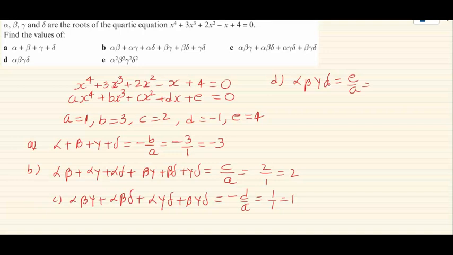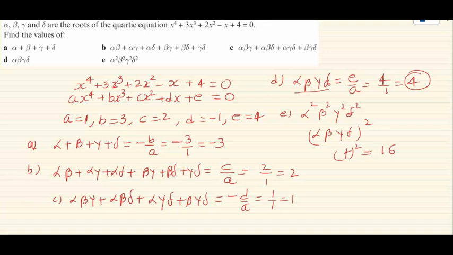What is the value of E here? 4 over 1. Is that fine? It is 4. And the last part is the E part. That is alpha square, beta square, gamma square and delta square. Right? Is that okay? So how can we find this one? We know this D value, right? So this we can write down as alpha, beta, gamma, delta whole square, right? And alpha, beta, gamma, delta is what? 4. So it should be 4 square, and 4 square is 16.